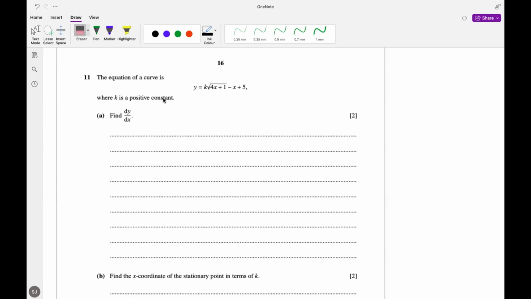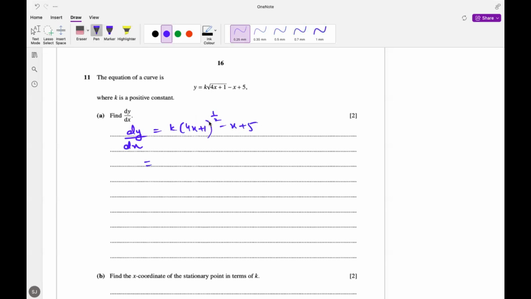In question 11, the equation of a curve is y equals k square root of (4x + 1) minus x plus 5, where k is a positive constant. We have to find dy/dx. So to find dy/dx, this will be written as k into (4x + 1) to the power of 1/2 minus x plus 5.